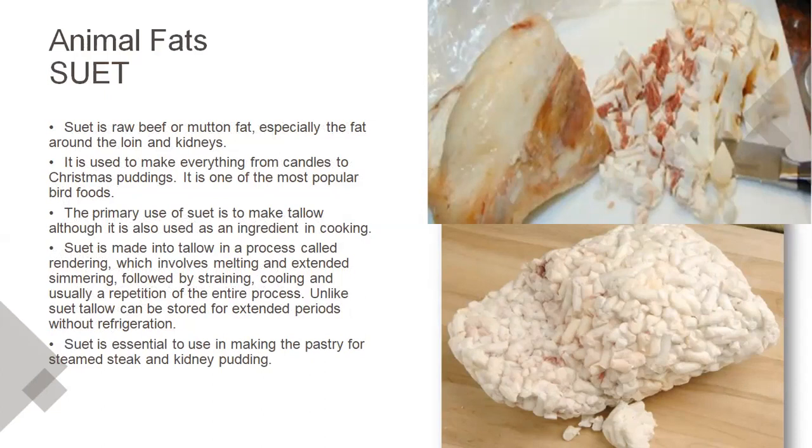Suet is made into tallow in a process called rendering again, which involves melting and extended simmering, followed by straining, cooling, and usually a repetition of the entire process. Unlike suet, tallow can be stored for an extended period without refrigeration at room temperature. Suet is essential in making the pastries for steamed steak or kidney pudding, for example.